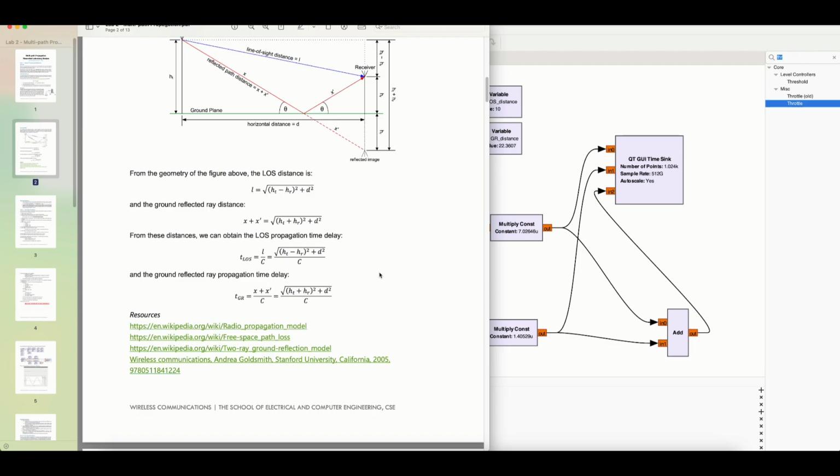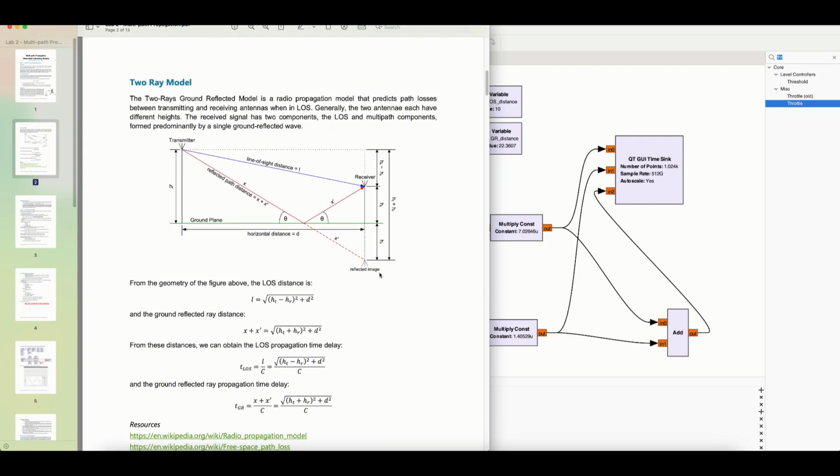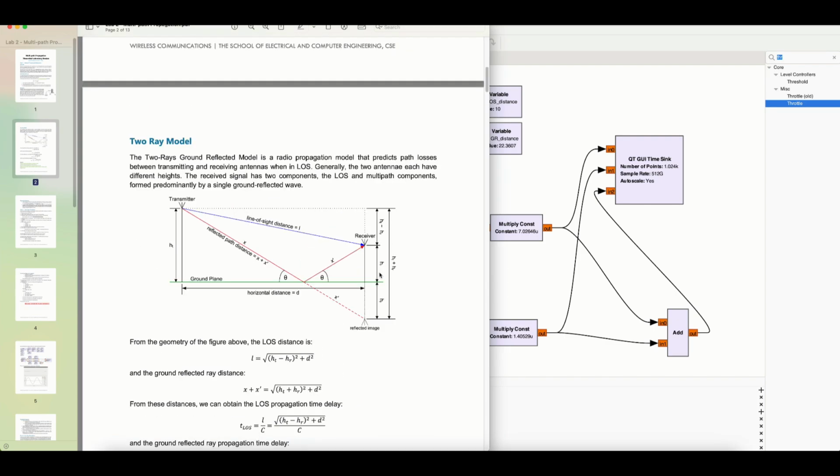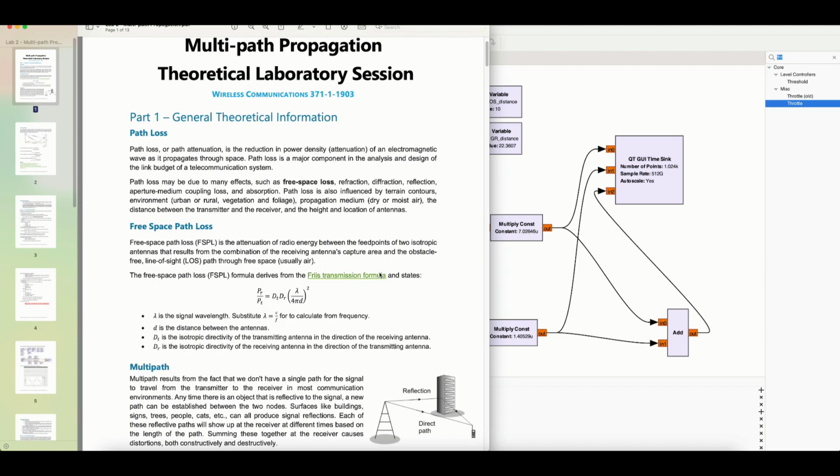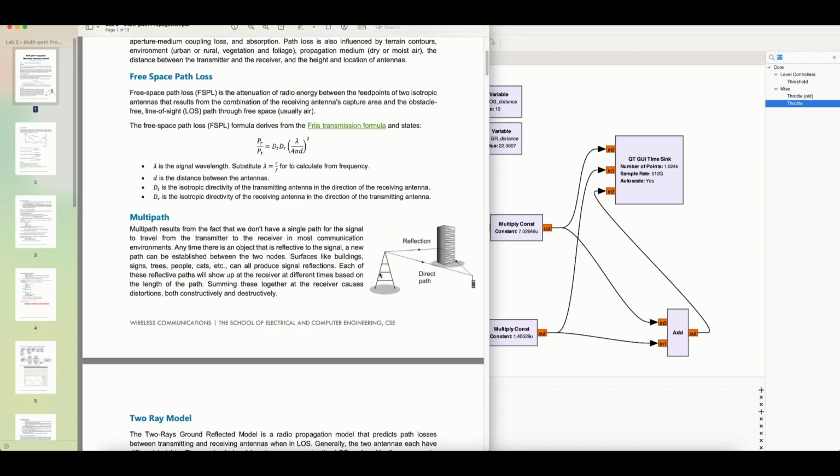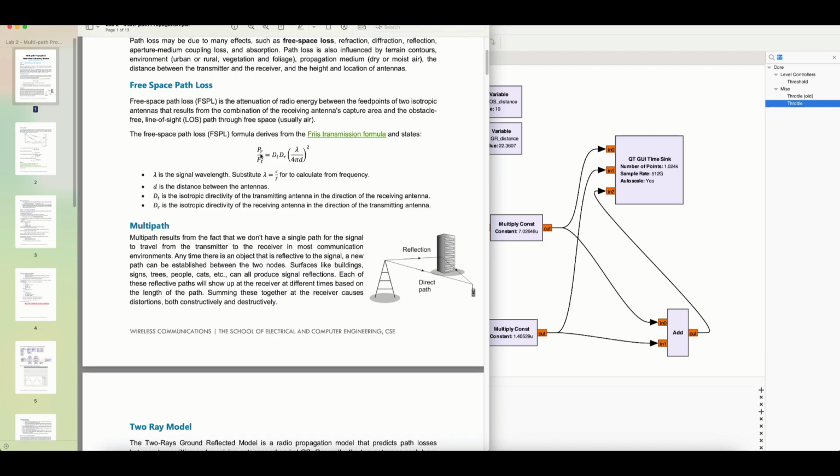The other equation that you need in order to simulate this scenario in GnuRadio is the Friis equation, which is a very common equation, where power received divided by power transmitted is equal to the gain of your transmitting antenna, times the gain of your receiving antenna, times lambda divided by 4 pi d, everything squared. This is known as the free space path loss equation that you generally find in any textbook, also known as the Friis equation.